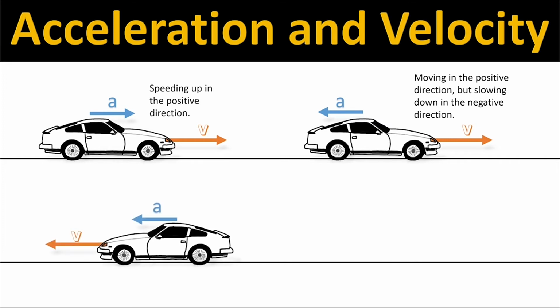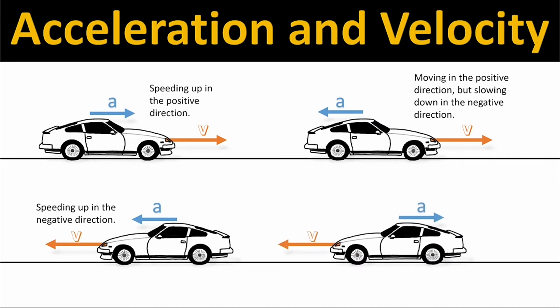Let's look at another example. Here we got our velocity going to the left and the acceleration going to the left as well. So what does that mean? Well, the velocity and acceleration are both in the same direction, so that means the car is speeding up, but it's speeding up in the negative direction. So its speed is increasing, but that negative sign there is just telling us it's moving to the left. And lastly, we got the velocity going to the left and the acceleration going to the right. So what's happening here? Well, the car is actually moving in the negative direction, but it's slowing down in the positive direction.